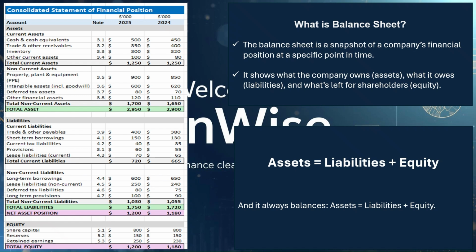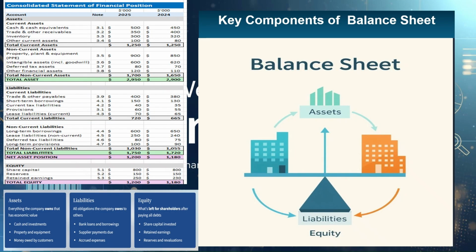A balance sheet shows a company's financial position at a point in time: what it owns, what it owes, and the net value belonging to shareholders. It follows a simple formula: assets equals liabilities plus equity. Listed companies break the balance sheet into three main sections: assets, liabilities, and equity.